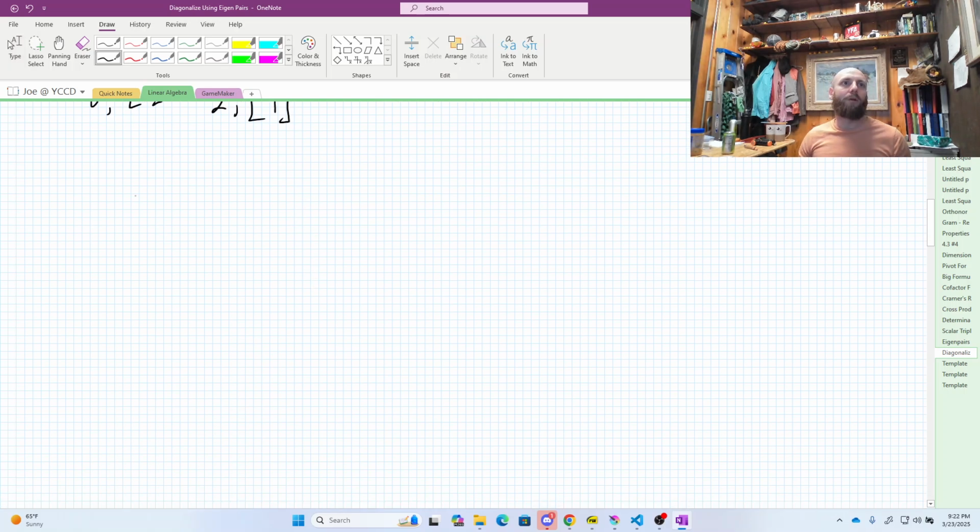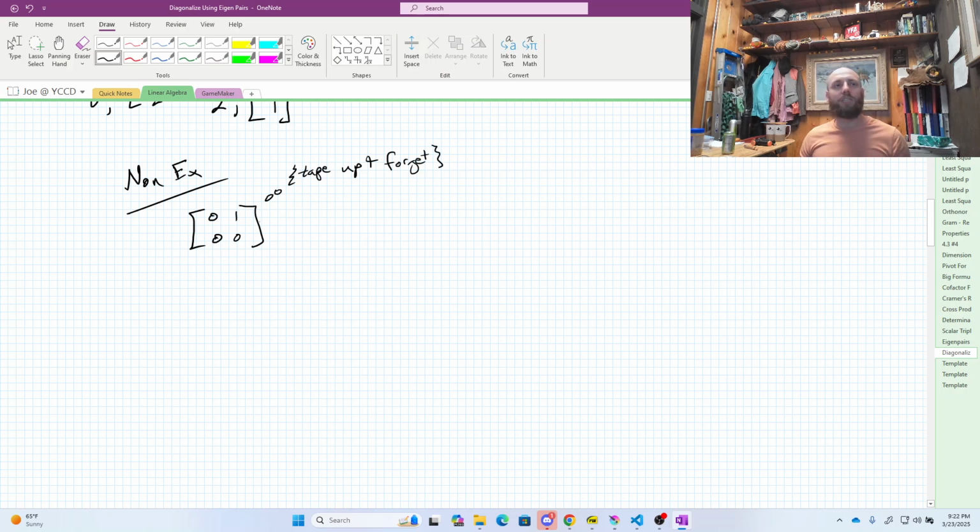So I'm going to go down here a bit, and I'm going to write a non-example. So here's my matrix that's a non-example: 0, 1, 0, 0. You may recognize this matrix. I'm hoping that you're calling this one tape up and forget. This is the matrix that maps the vector xy to the vector y0. So I think this should be doable, right? Okay, so what are the eigenvalues? Let's go find those first. I should be able to find those always.